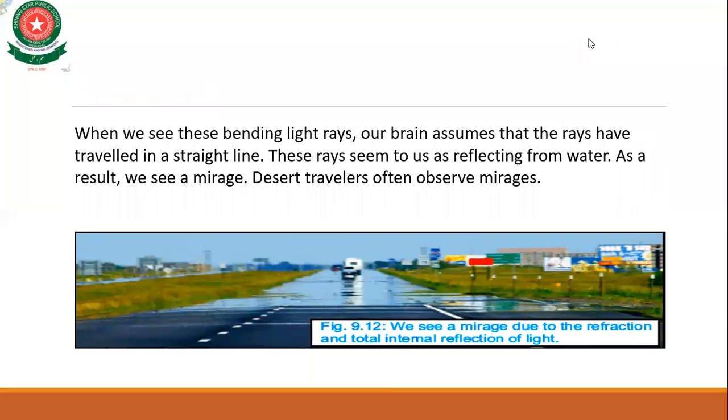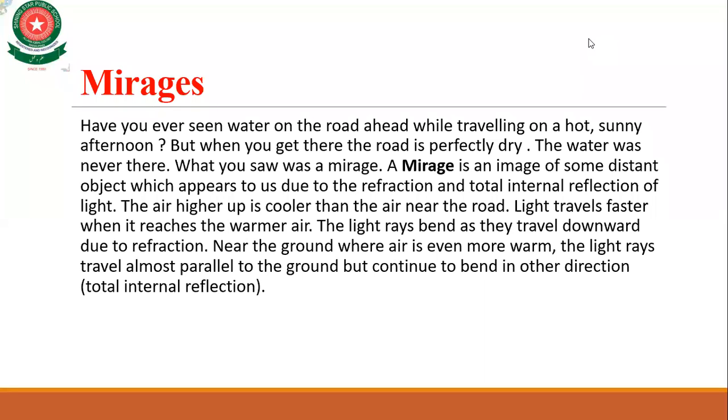Here you can see that whenever you see the road from a far place, it looks like there is water, but when you come near, you see there is no water. The road is totally dry. So the water that is seen at some far distance is basically a mirage. A mirage is an image of some distant object which appears to us due to the reflection and total internal reflection of light. Now the question arises how the mirage happens. What is the phenomenon of mirage?